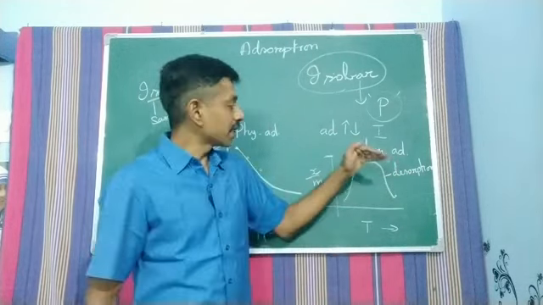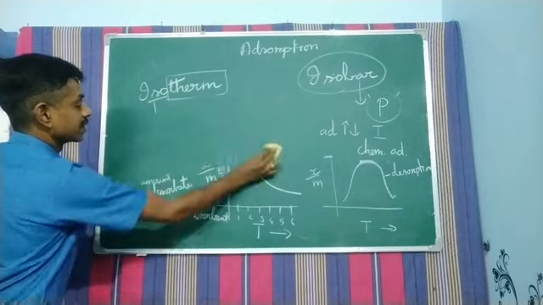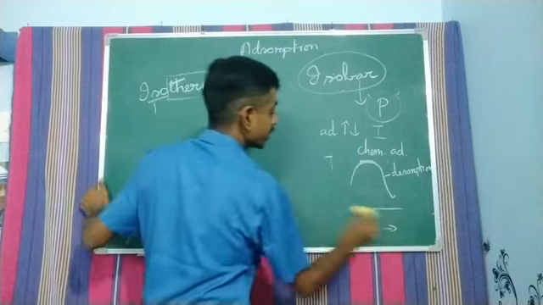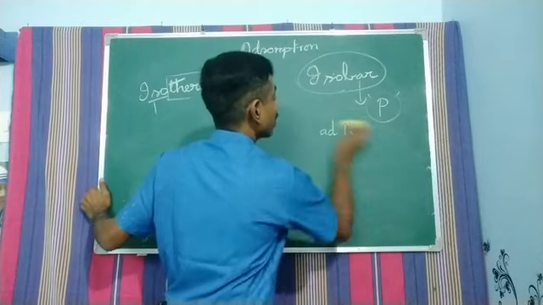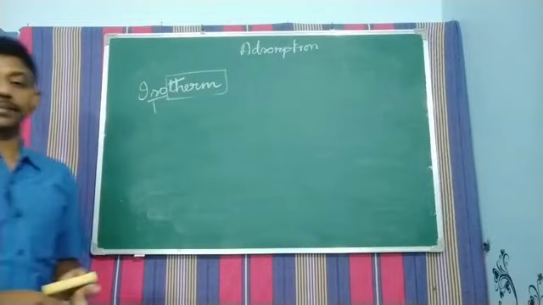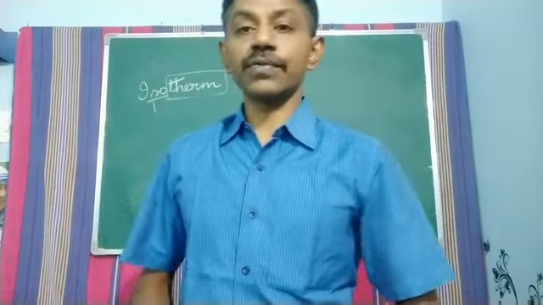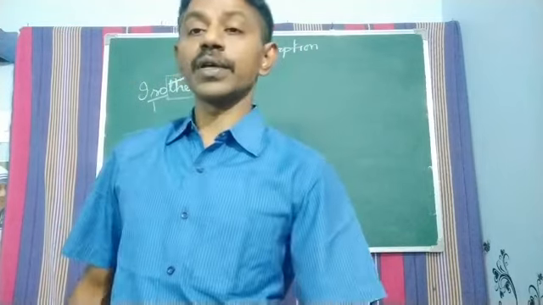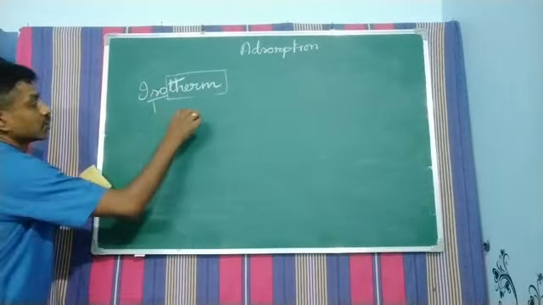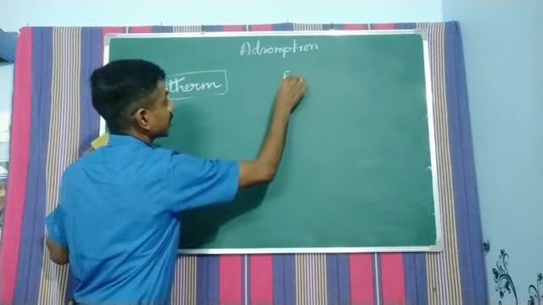Next we have to learn about isotherms. In isotherms, the temperature is going to be maintained constant. Maintain the temperature constant and try to identify how adsorption behaves. So we are going with the Freundlich adsorption isotherm. This is an interesting thing.